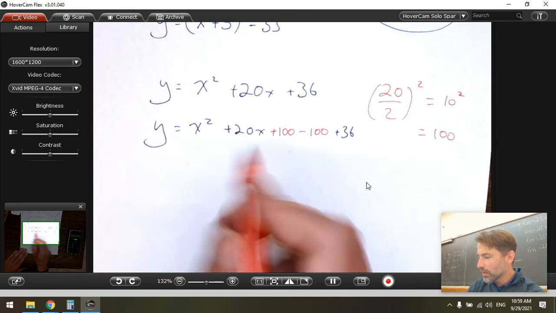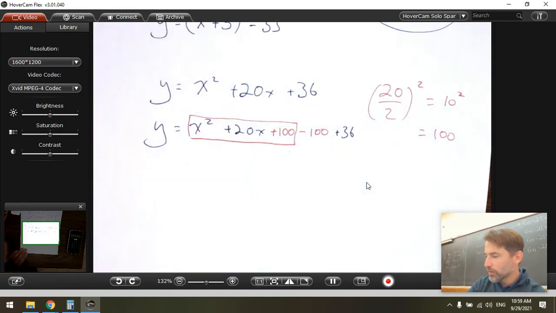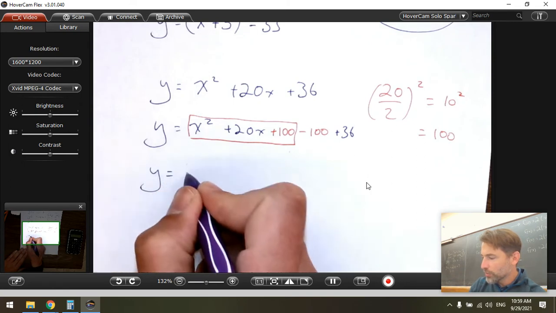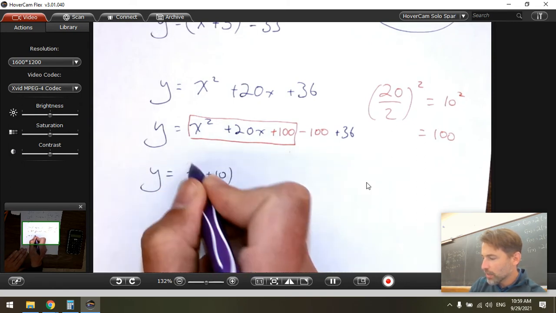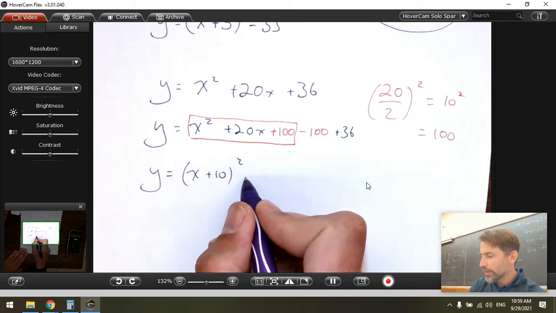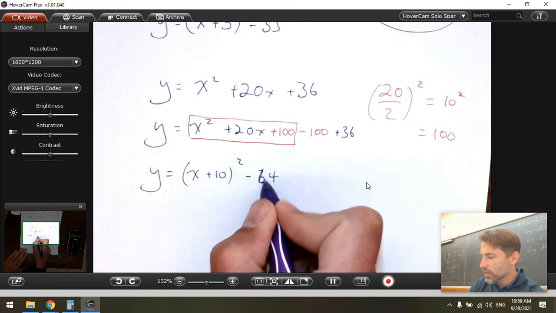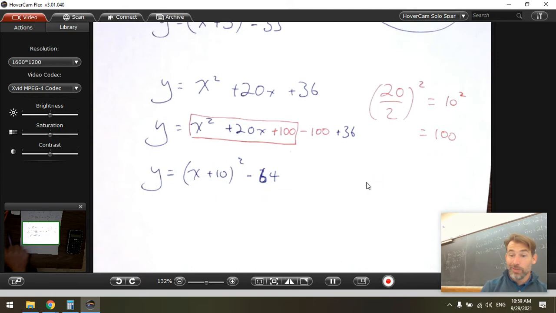Cool. This here, there's my perfect square trinomial. It's y is equal to x plus 10 all squared minus 100 plus 36. Well, that's minus 64. And now I'm just going to be so confident that I'm going to throw that into Delta Math and see if I'm right.